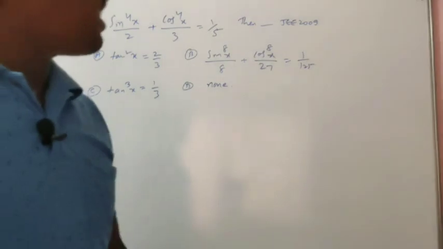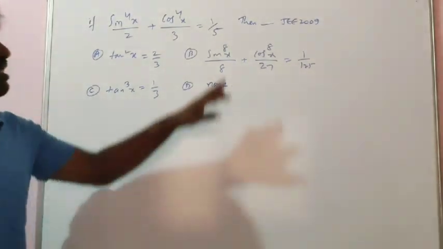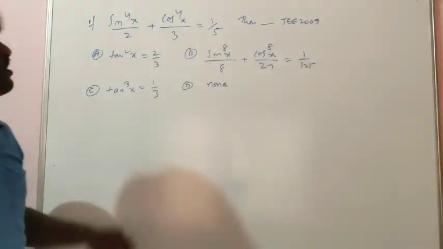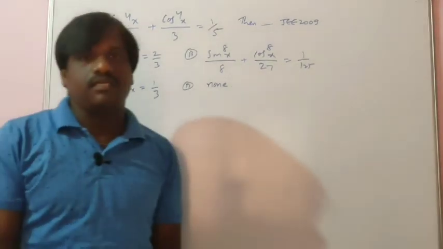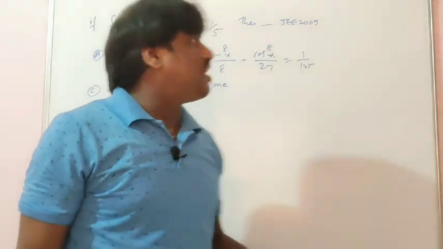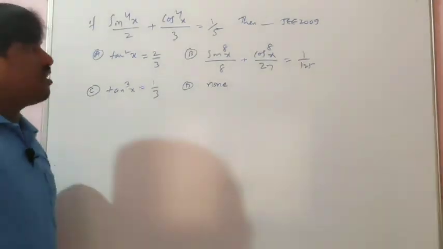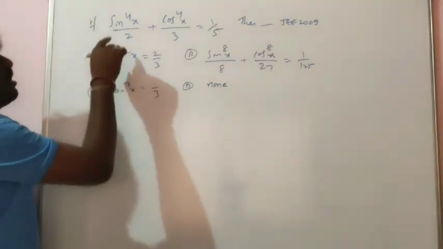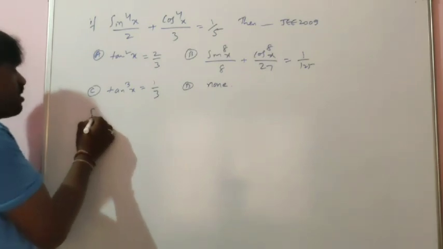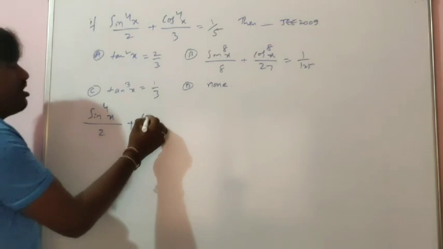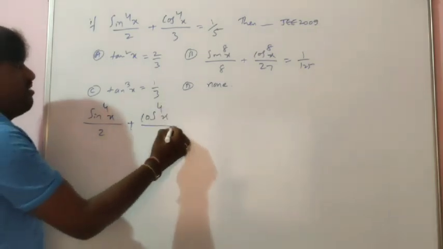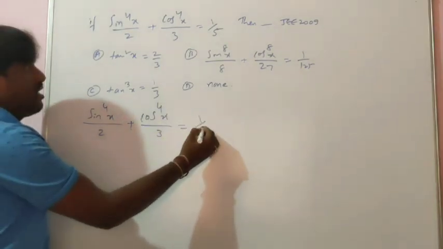Hello students, this is the last question for today's lecture. This was asked in JEE 2009. What is the question here? Sin power 4x divided by 2 plus cos power 4x divided by 3 is equal to 1 by 5. Then which of the options are correct? Okay, we have to check which option is right. Let us see what question is given: sin power 4x divided by 2 plus cos power 4x divided by 3 is equal to 1 by 5.